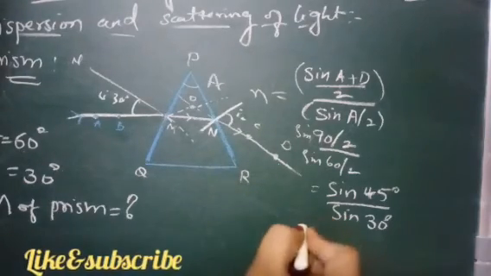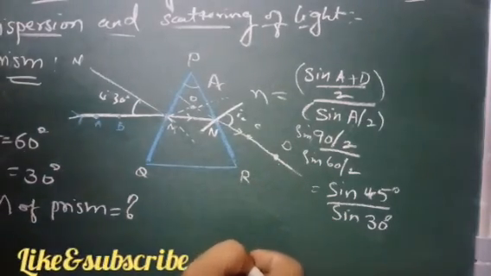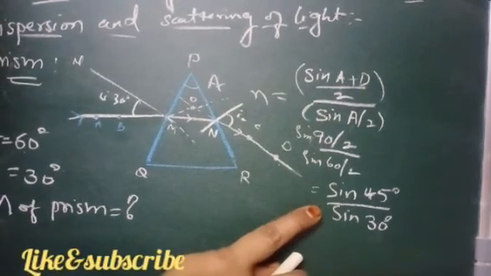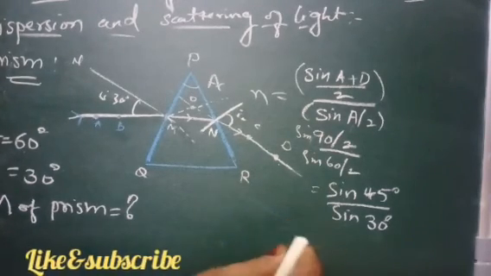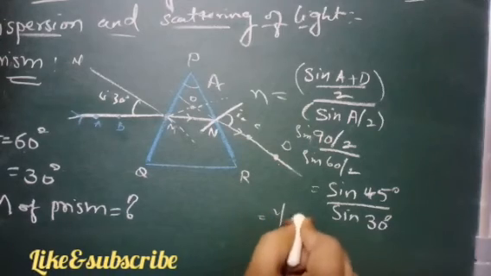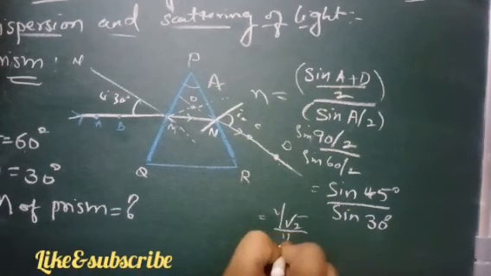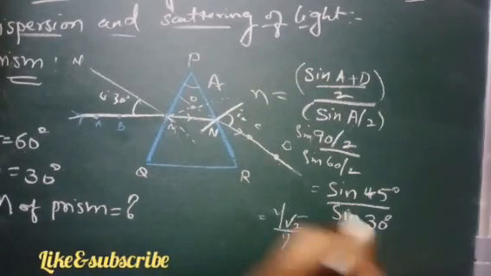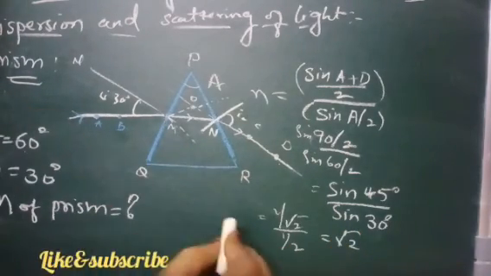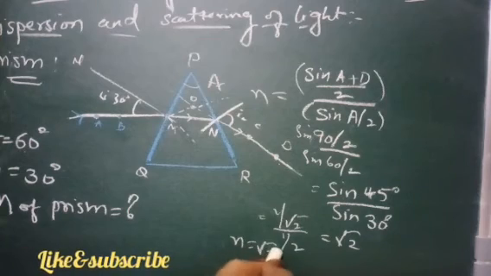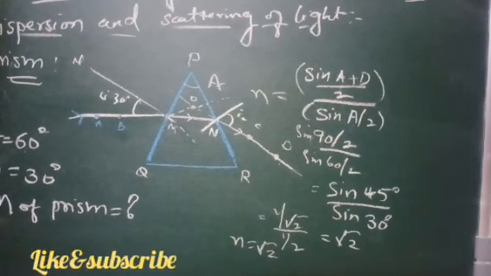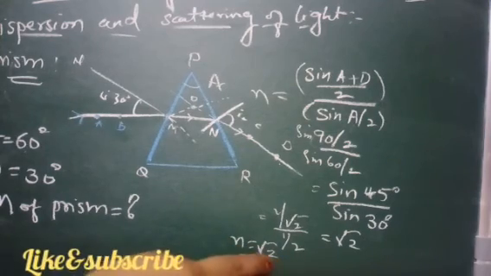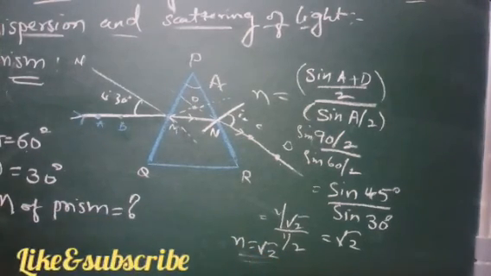So in that case, the answer is (1 by root 2) divided by (1 by 2), which is equal to root 2. So the refractive index is equal to root 2. The refractive index of the prism here is root 2. I hope this is clear, children.